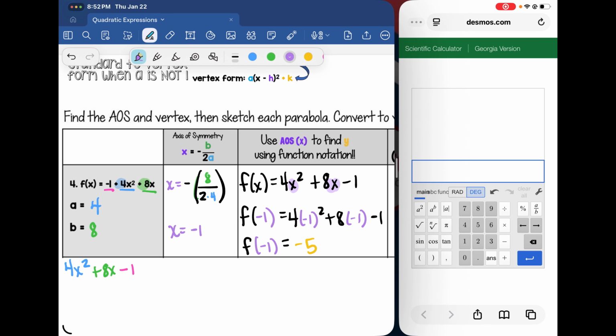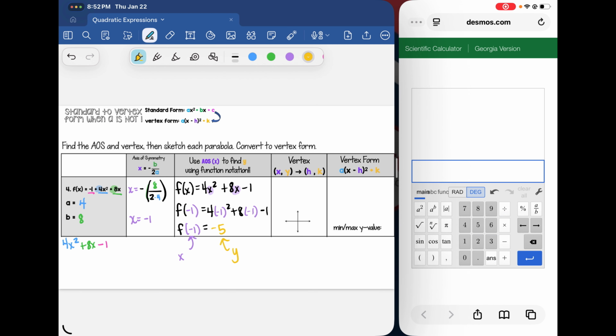What is the x value? And what is the y value? What is the vertex? Negative 1, comma, negative 5. Would you have a smiley face or a frown? You should have a smiley face.